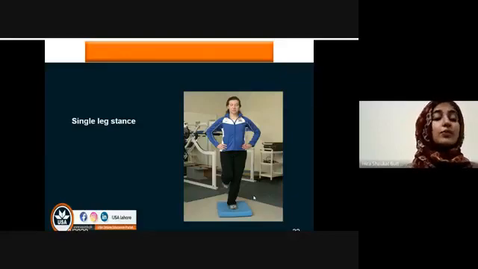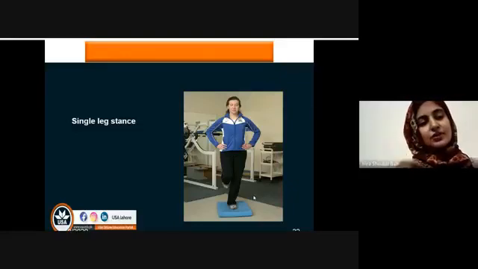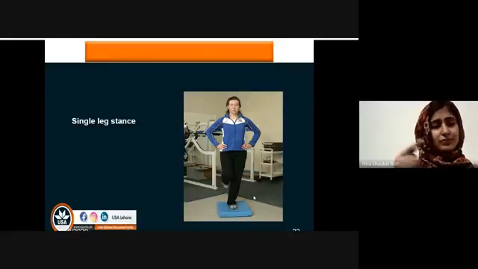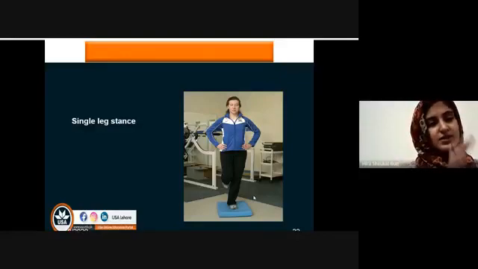If you want to make it more complex, then along with the visual disconnection with closed eyes, you can ask them to stand on some other surface. For example, you can give some cushion under their feet. So you can make the test complex by adding these things if you want. So this is the single leg stance.